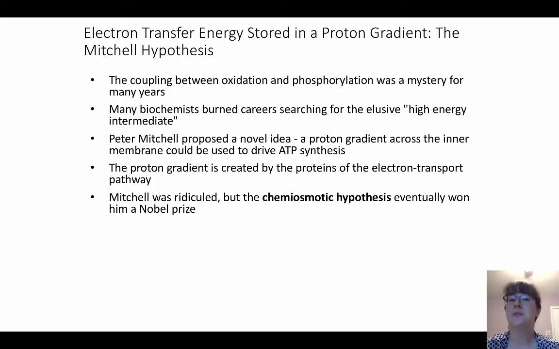There's a lot of good evidence for this. Things like the fact that the inner membrane is impervious to protons and other small charged things like chloride ions or sodium or potassium. Also, if you don't have that gradient set up, or if there are any leaks in that inner membrane, you don't get ATP synthesis. So the fact that this proton gradient is closely tied to ATP synthesis has been shown over and over again. That chemiosmotic hypothesis eventually won Mitchell the Nobel Prize.